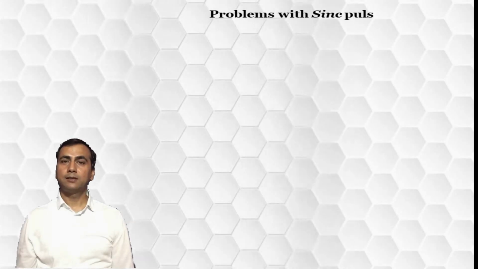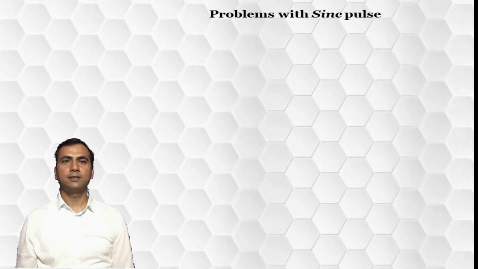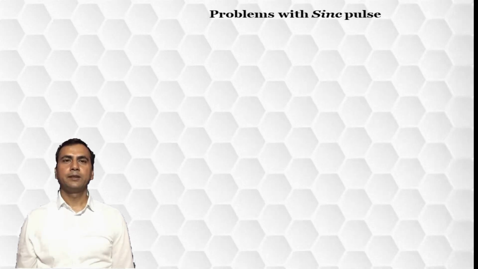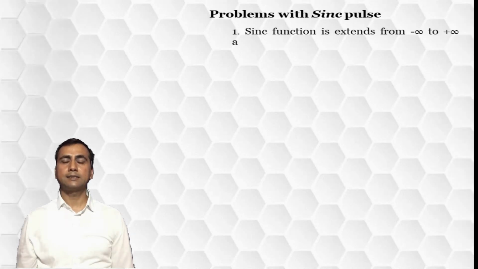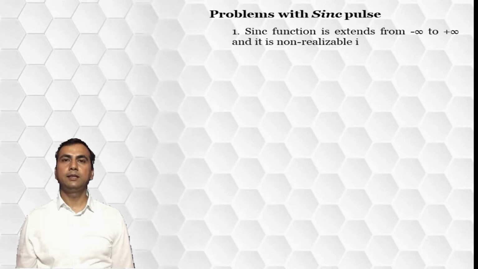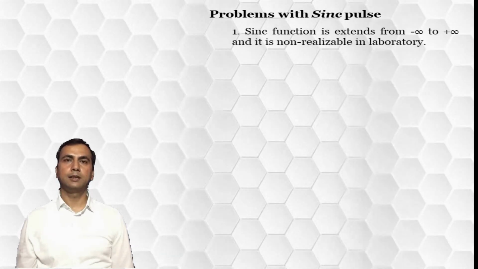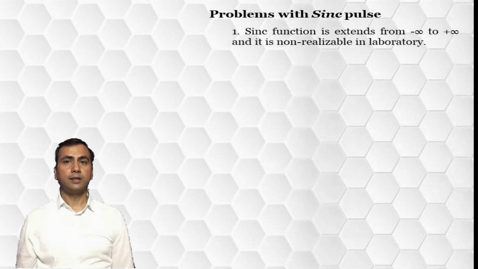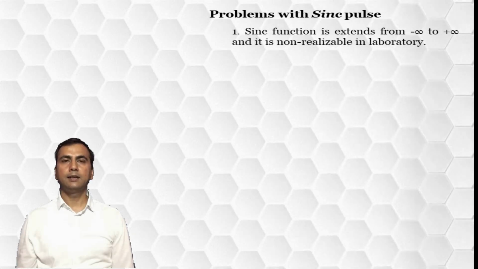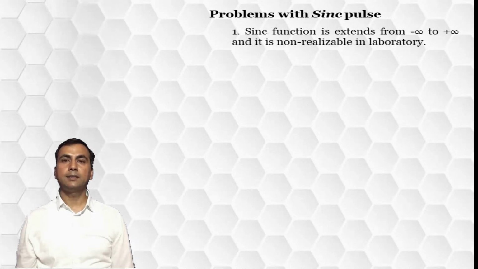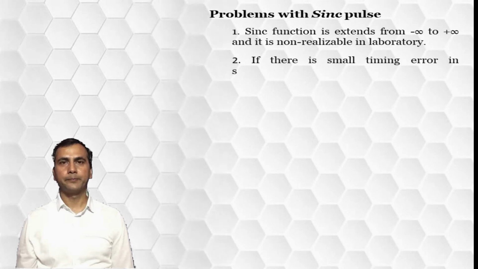Nothing is perfect in this world, so now we will try to understand the problems associated with the sinc pulse. The first problem is that the sinc function extends from -infinity to +infinity, and it is non-realizable in the laboratory. If we truncate or limit it, then it will not be band limited in the frequency domain, and thus the required bandwidth will increase and hence ISI will come back.